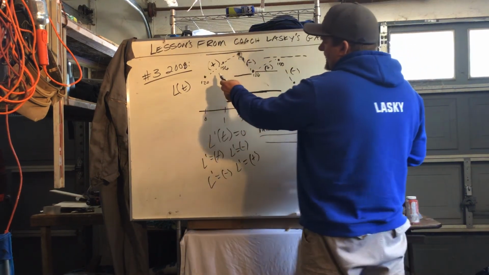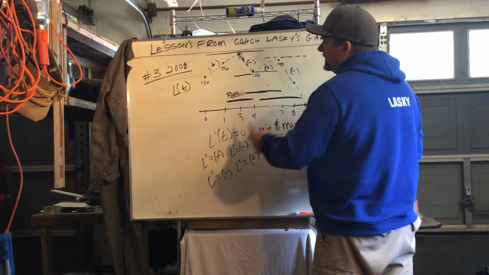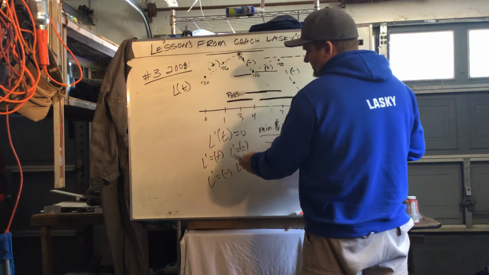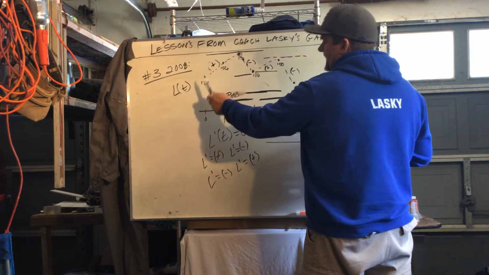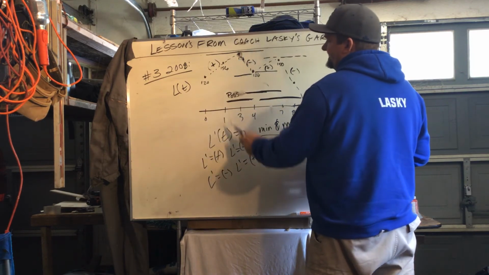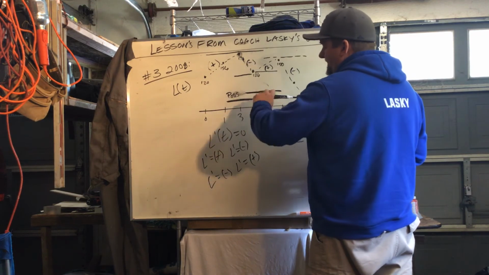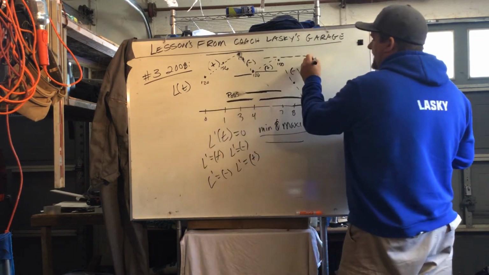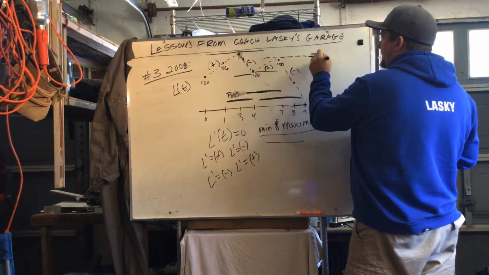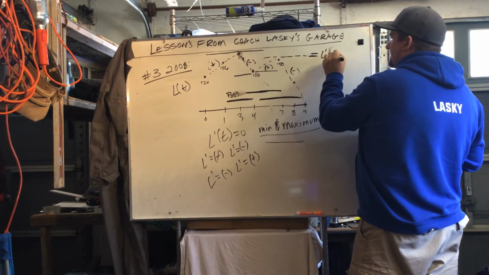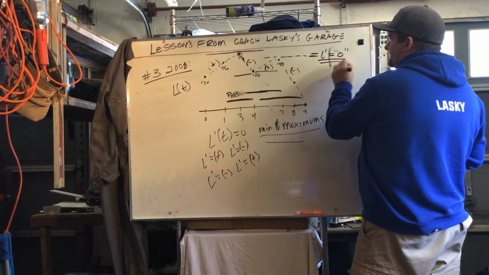So if we look at this, they're really wanting to know, well, if L prime changes slope from positive to negative, we know it is a minimum or maximum there, and that's where L prime is going to equal 0. So that's what we're looking for.